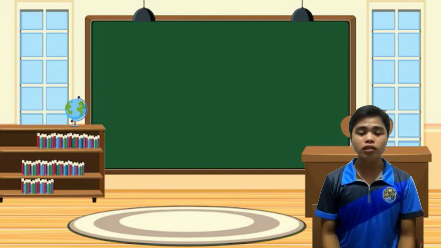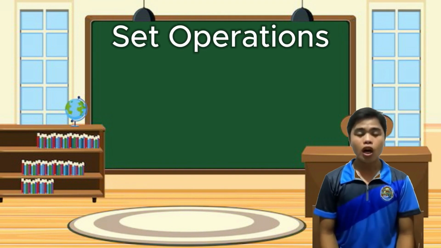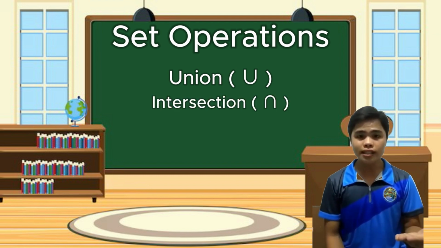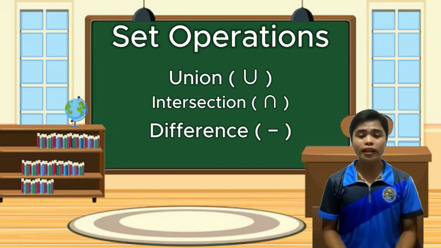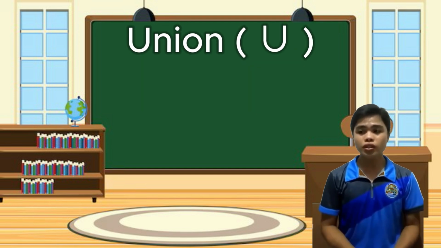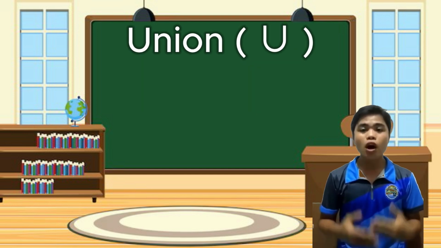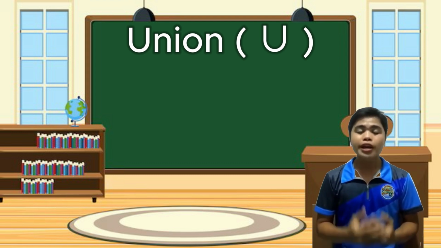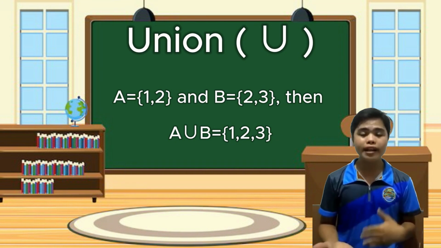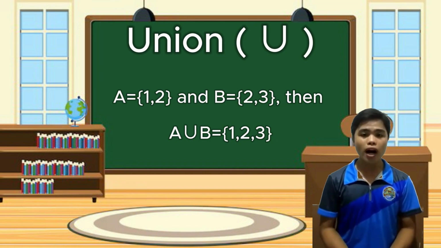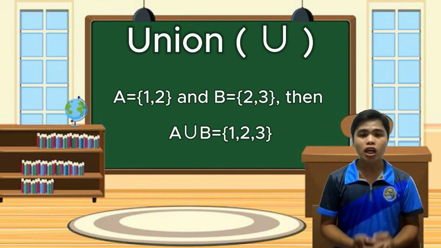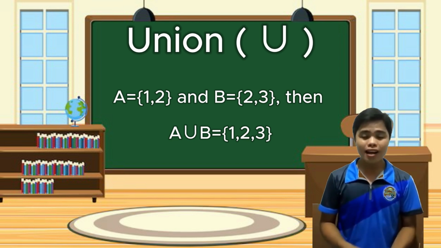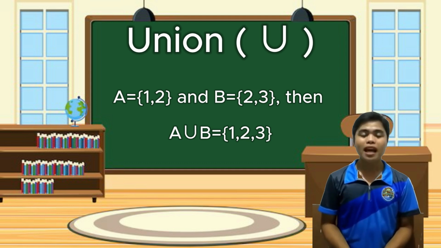Next, let's tackle the basic set operations. This includes the union, intersection, and the difference. So what is union? The union is an operation that combines all elements from two sets. For example, if A is equal to 1 and 2, and B is equal to 2 and 3, then A union B is equal to 1, 2, and 3.